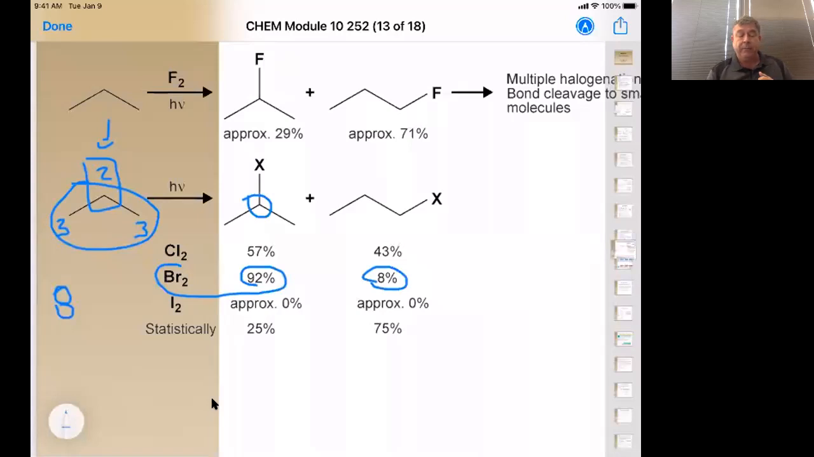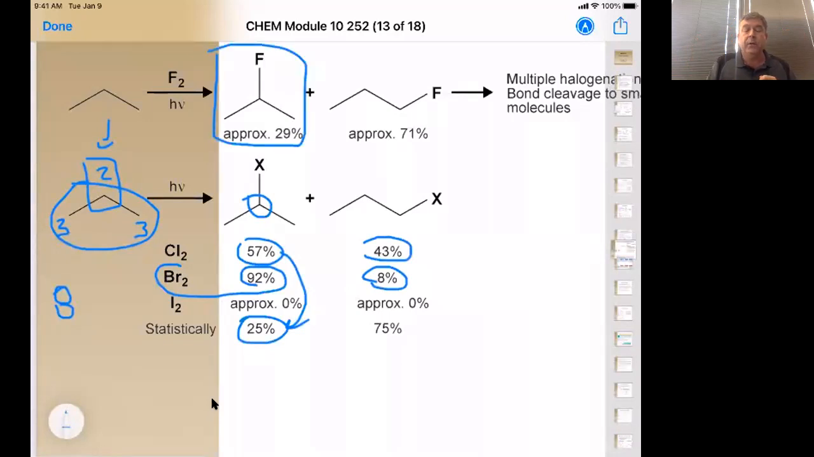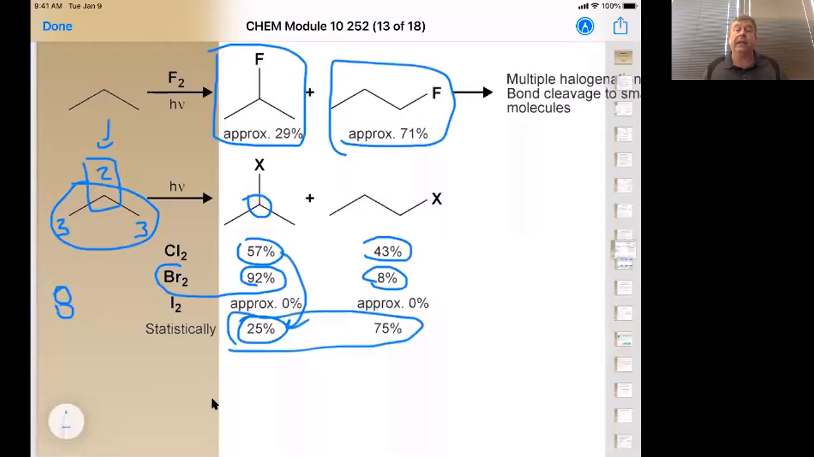In the case of chlorine, we get more than the statistical product of the more substituted. So again, it's more reactive because it is not as selective as the bromine was, but it's still waiting for the more thermodynamic product. Only fluorine is so reactive that it's approaching the statistical distribution, okay? So fluorine is so reactive, there is no selectivity at all. It's gonna react at the first hydrogen it reacts with, and we get very close to the statistical number for just the number of hydrogen it has.